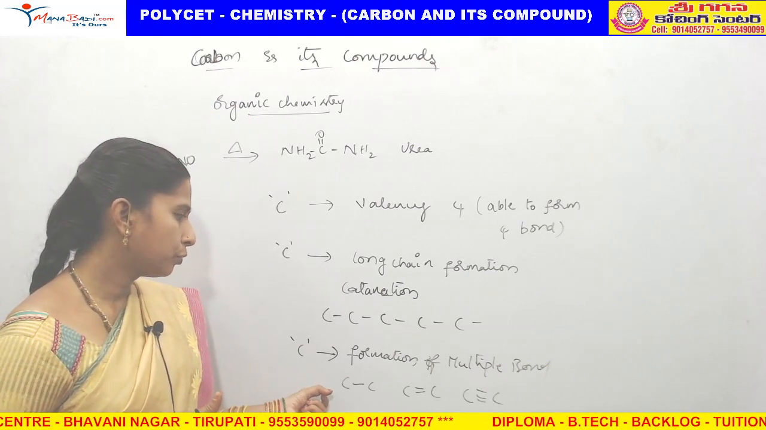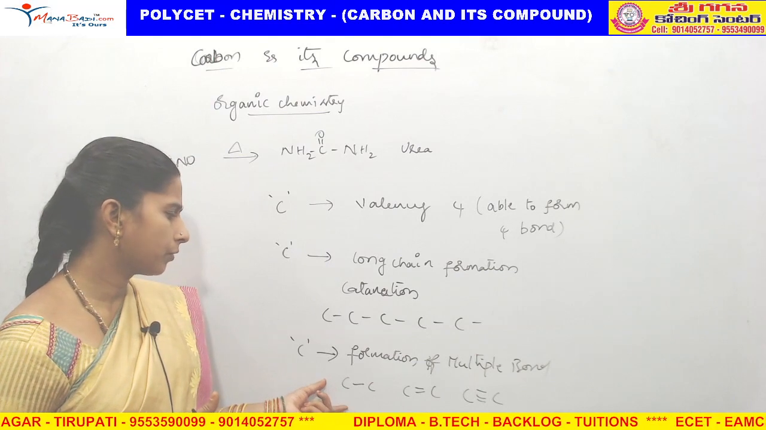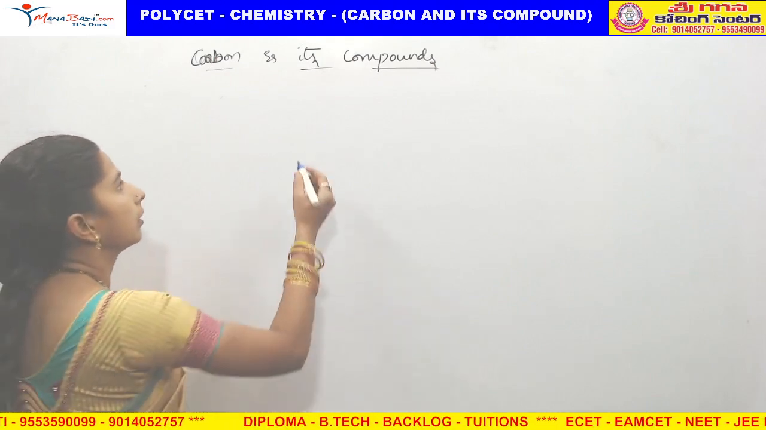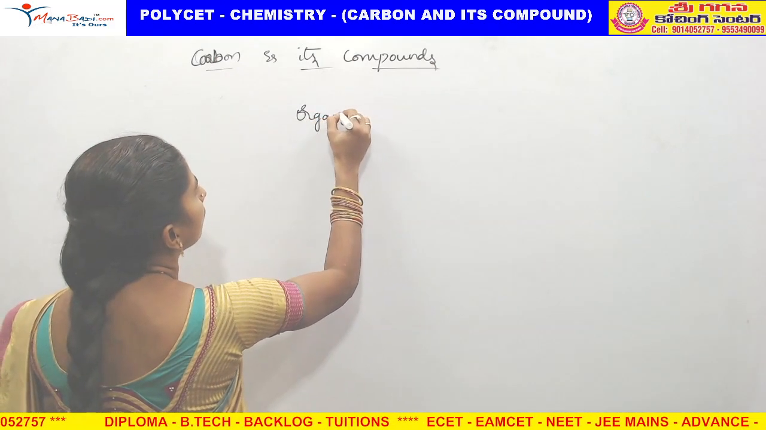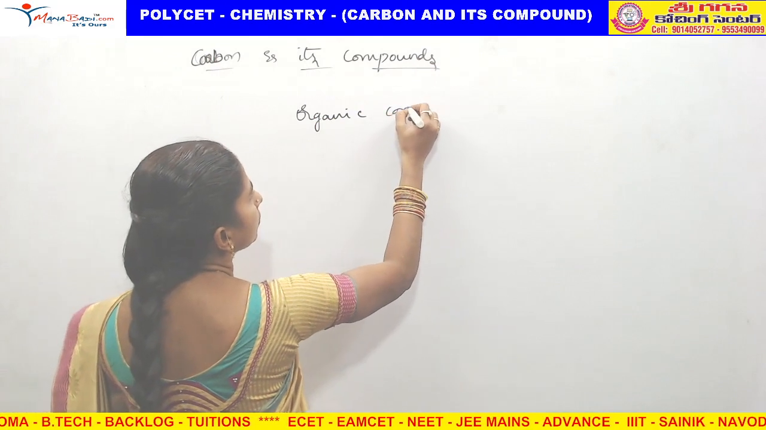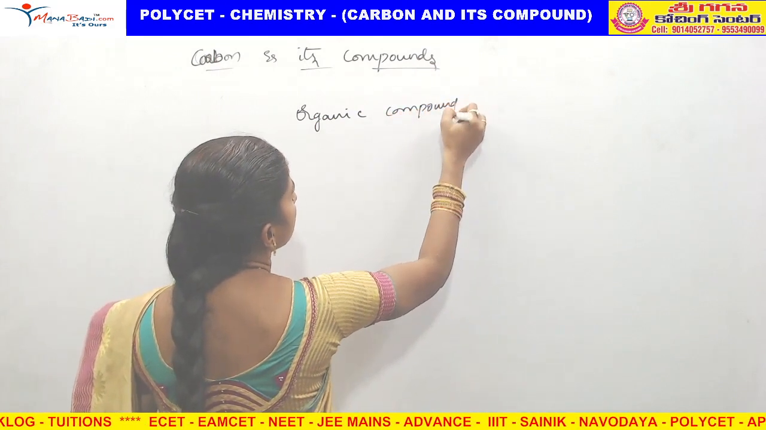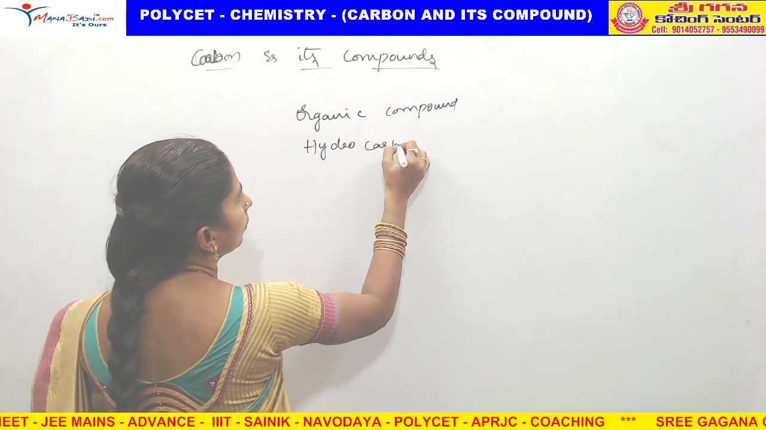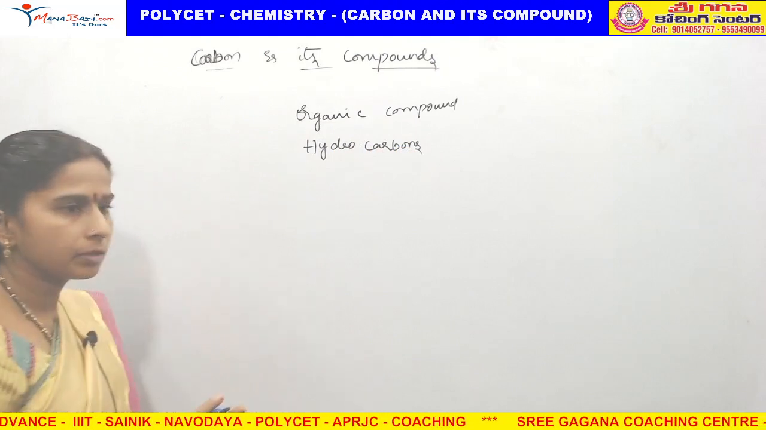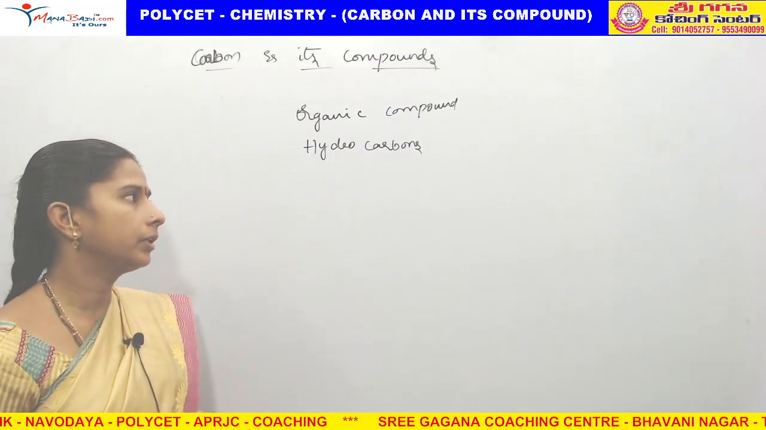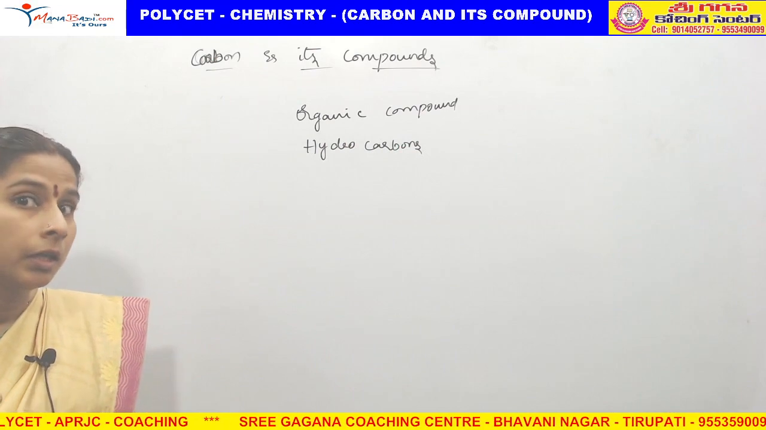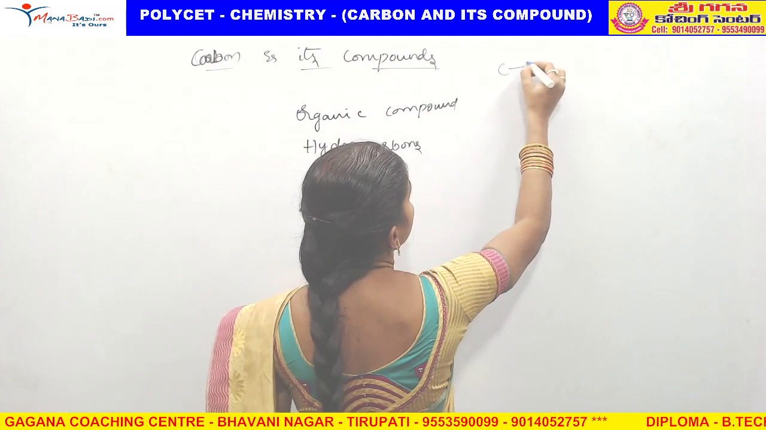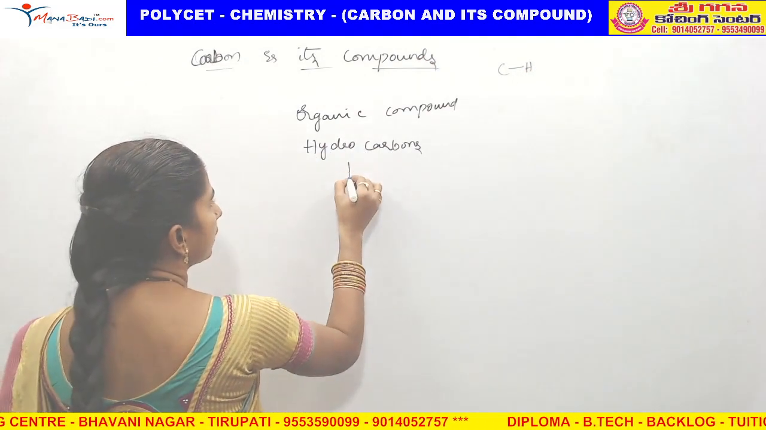Now we are going to see about the multiple bonds of carbon briefly. Organic compounds are also called hydrocarbons. Why hydrocarbons? Carbon is having more importance in organic chemistry, why that we discussed. Even though hydrogen is not as important, carbon is bonding with hydrogen. So this is called hydrocarbon.